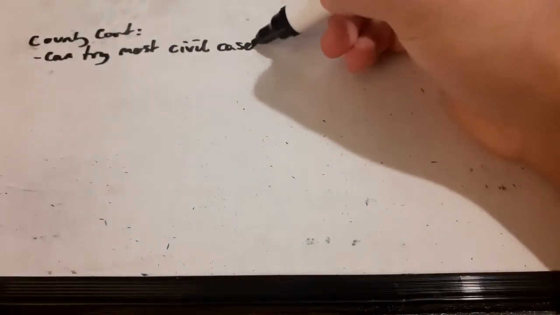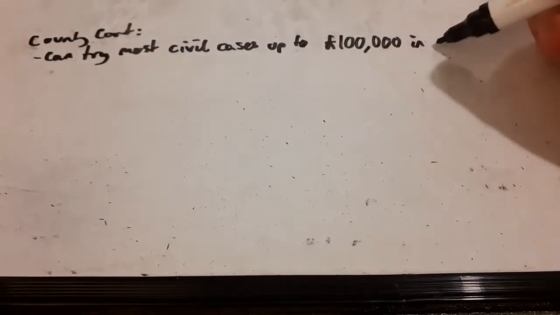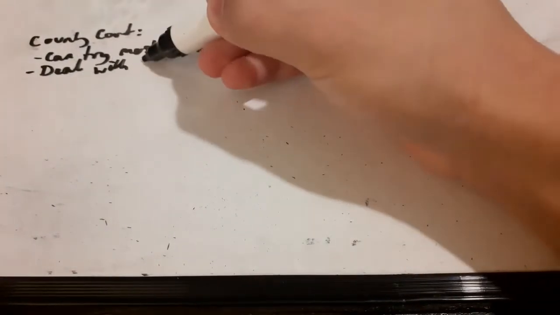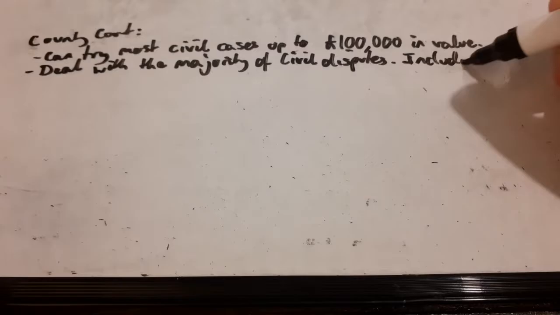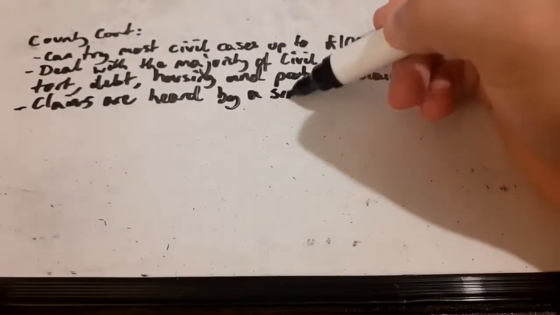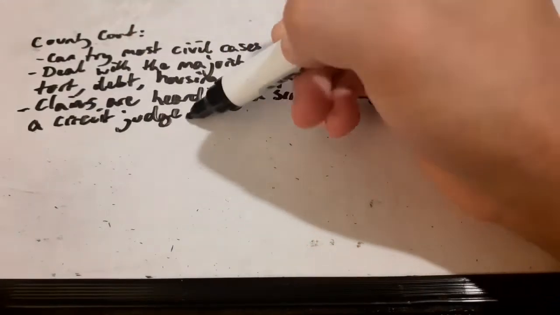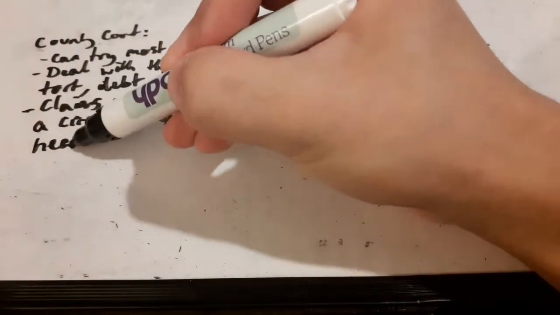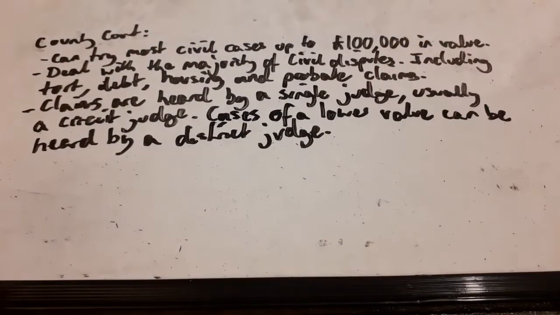The first one is the county court, and this can try most civil cases up to £100,000 in value. They deal with the majority of civil disputes, some examples of which include tort claims, debt claims, housing, bankruptcy, and probate claims. Claims are heard by a single judge, usually a circuit judge. More straightforward cases of a lower value can be heard by a district judge. Obviously, a very brief summary, but these are the main points that you'll need to know.